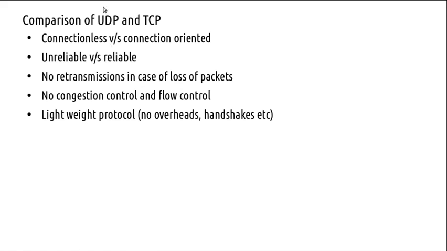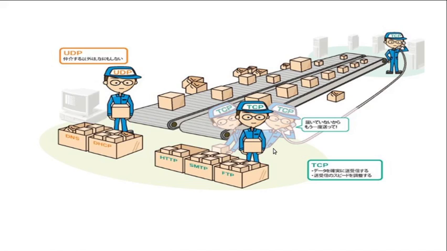Connectionless UDP, connection-oriented TCP. It's called unreliable in the sense that there is no retransmission; that is why it's called unreliable. It's a very lightweight protocol, right? No handshakes, no connection establishment, no connection termination, only pure data. So this figure again comes here.